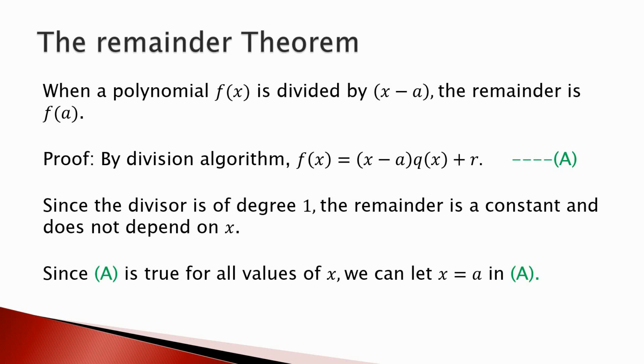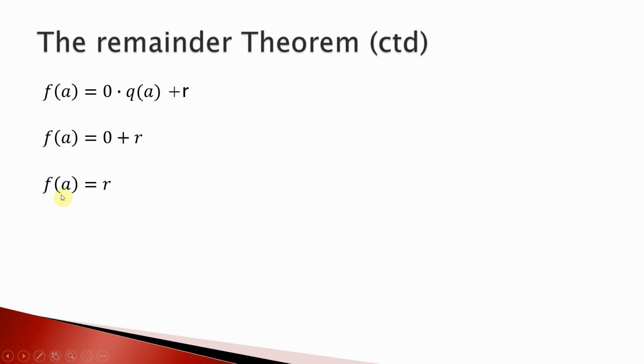Since the equation is true for all values of x, we can let x equal a. If you plug in x equals a, you are plugging it here, here as well as here, and r will be constant. Then you will get this equation, and this term will be 0, because 0 times this thing is 0. So you get r equals f of a, which proves the theorem.